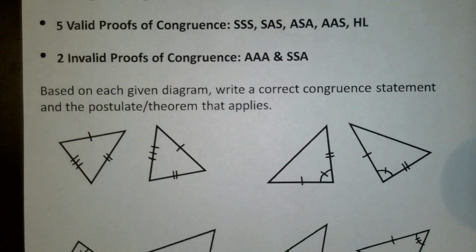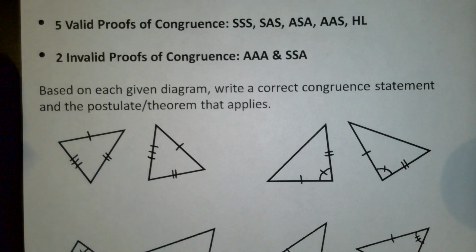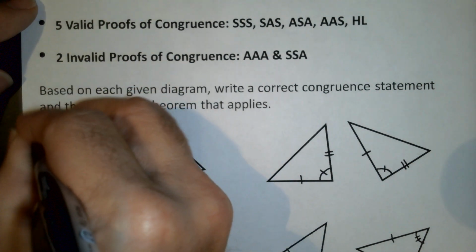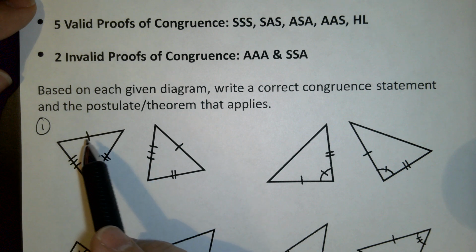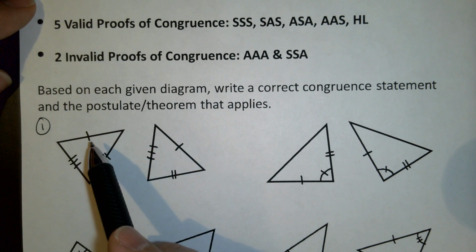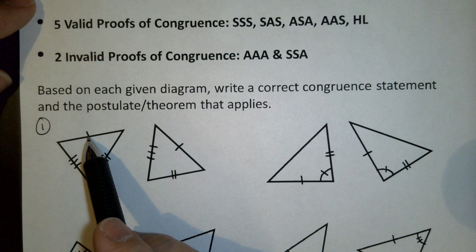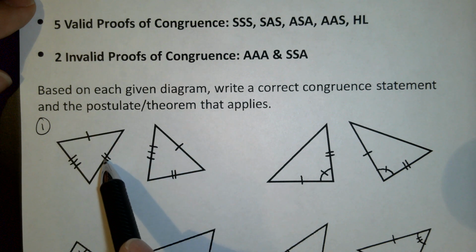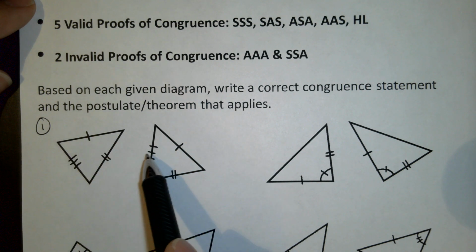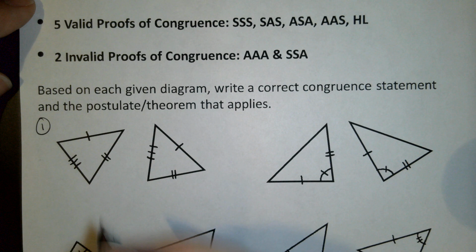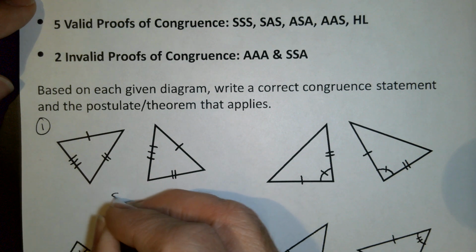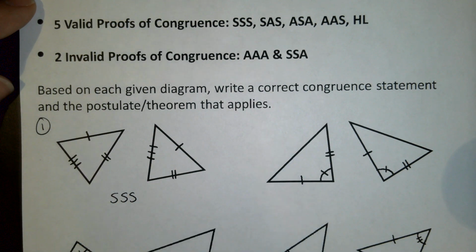So looking at these pairs, this pair on the left, I guess we could call this example number 1. We have 3 sides in each that are marked. We've got 1 mark that matches this 1 mark, 2 and 2, 3 and 3, and we have 3 sides in each that match up. So these are congruent by side, side, side.